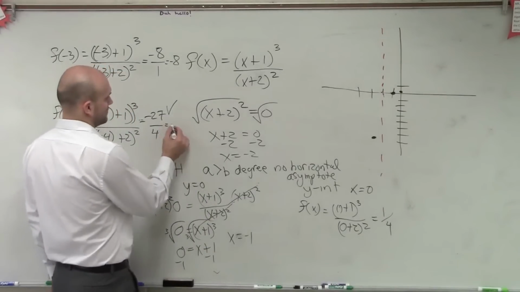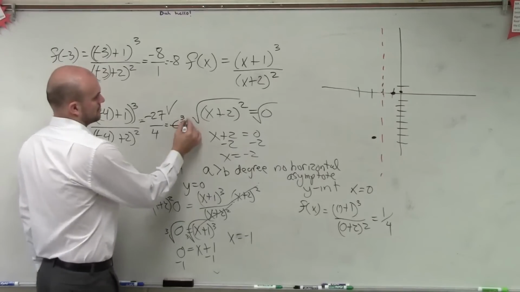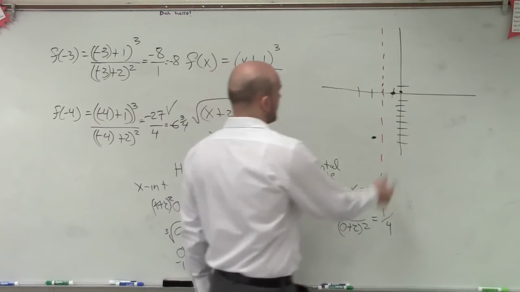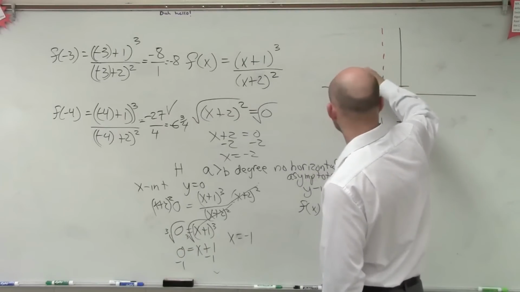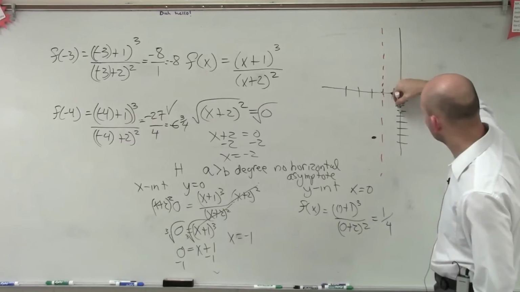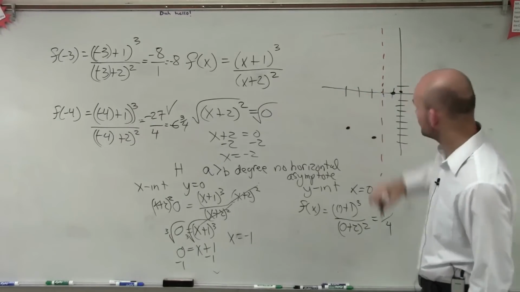So -6 3/4, or -6.75. So at -4, 1, 2, 3, 4, we're down only -6 and 7.75. So 1, 2, 3, 4, 5, 6. So we look something like that.